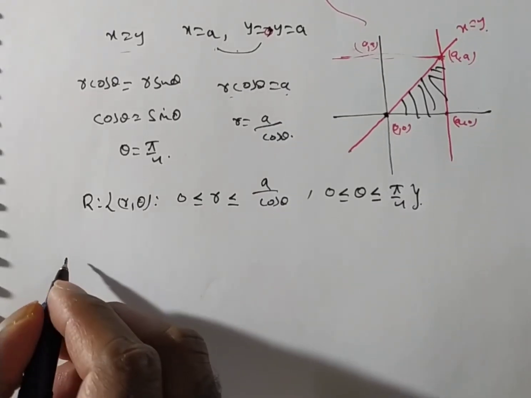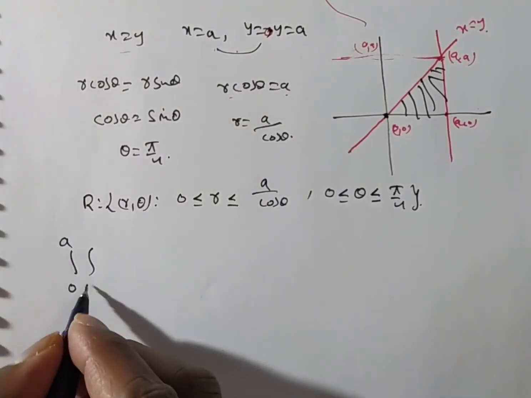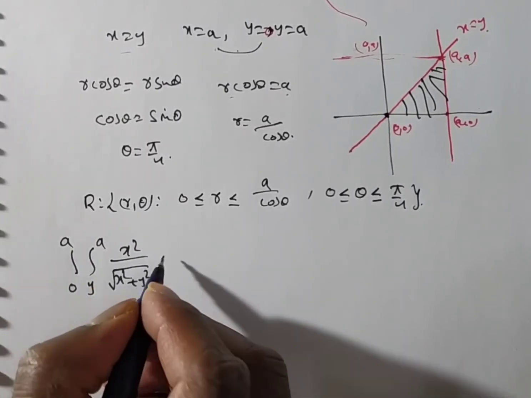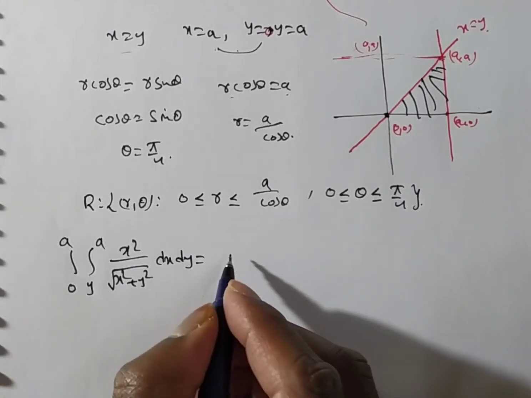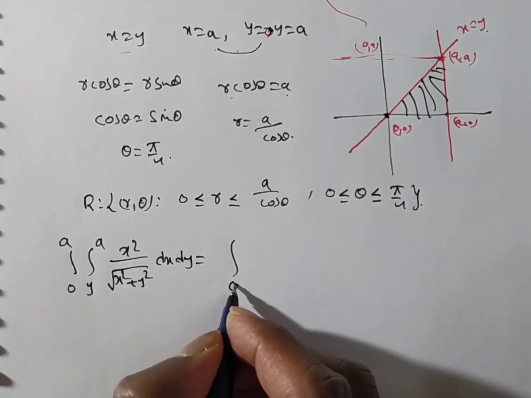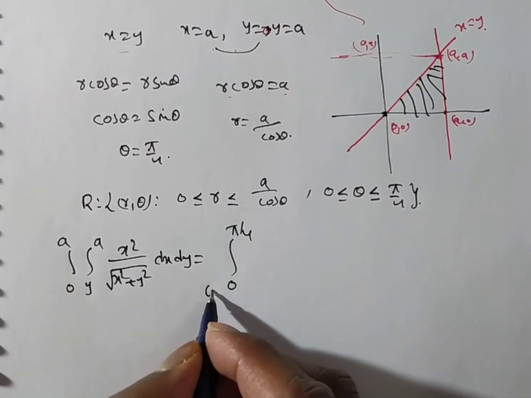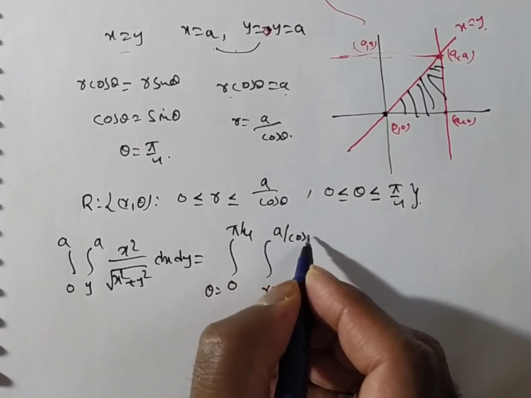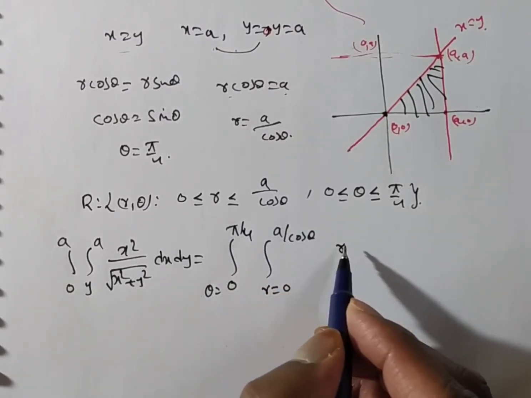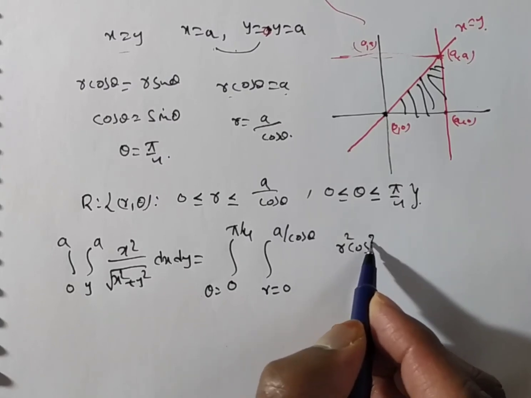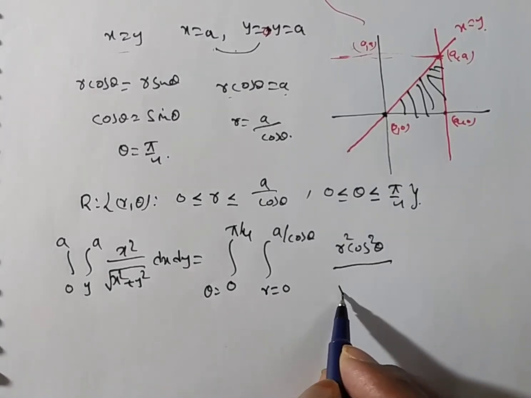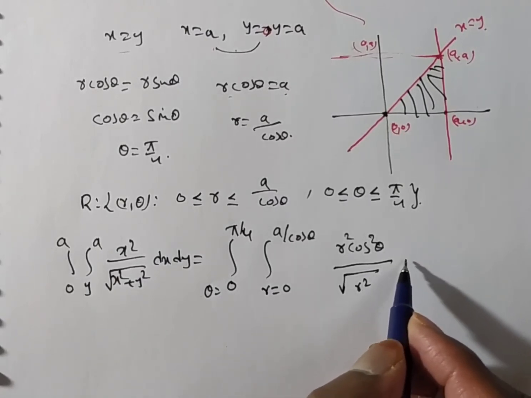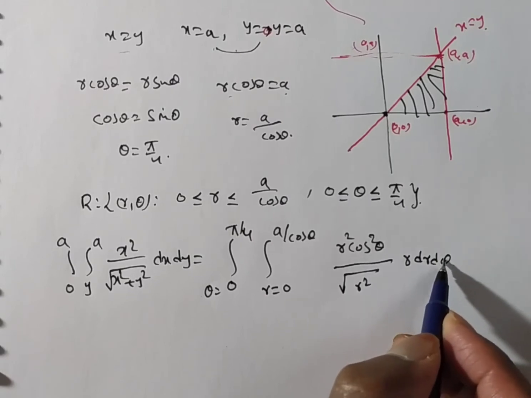Very easily you can do. Now the integral from 0 to A, integral from y to A, x square by square root of x square plus y square dx dy will become, the theta limits are independent, that is why I am writing theta limits first. Limits from 0 to pi by 4. Next R is equal to 0 to A by cos theta into, what is x square? X is equal to R cos theta, so this is R square cos square theta divided by square root of R square, because x square plus y square is R square, into dx dy is R dr d theta.